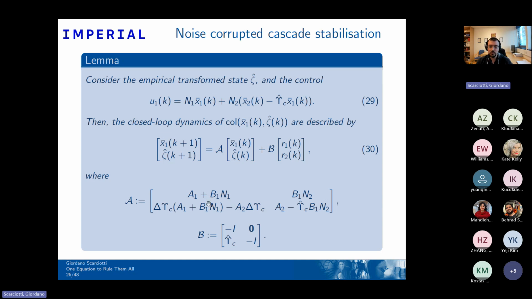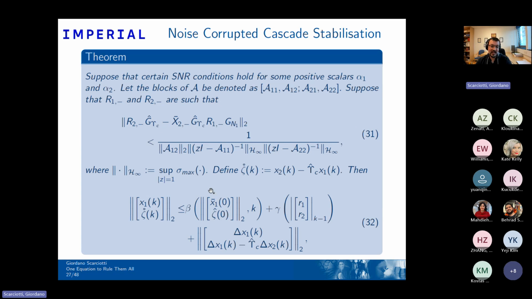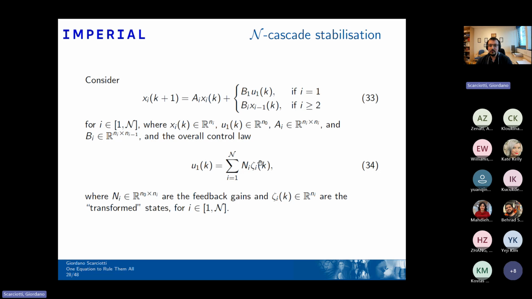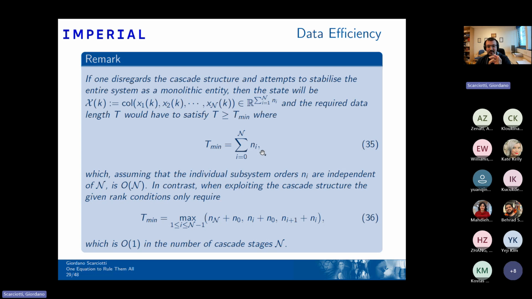If the noise is not too big, we will have an input to state type of stability. So we will go close to zero, and we will be around zero, in a ball around zero, depending on the entity of the noise. So we can still do that. We can do the N cascade, where we have many systems in cascade. And as I say, this will save on the number of samples that you need.